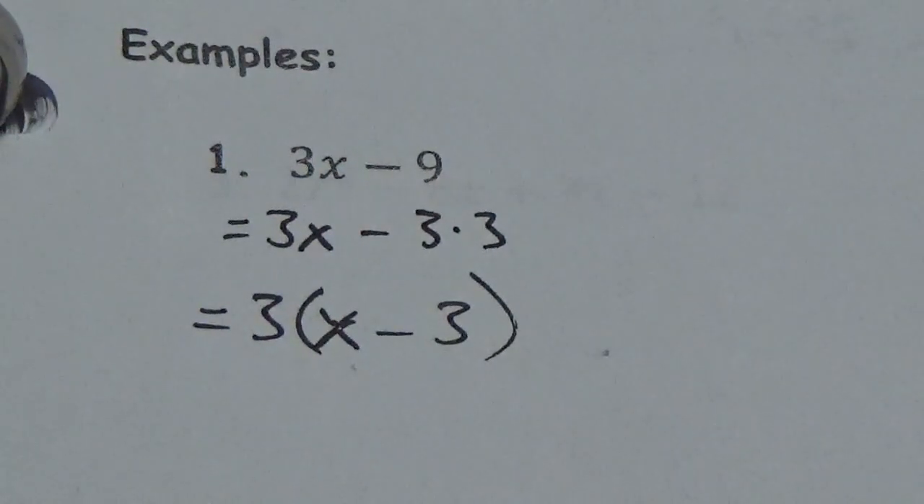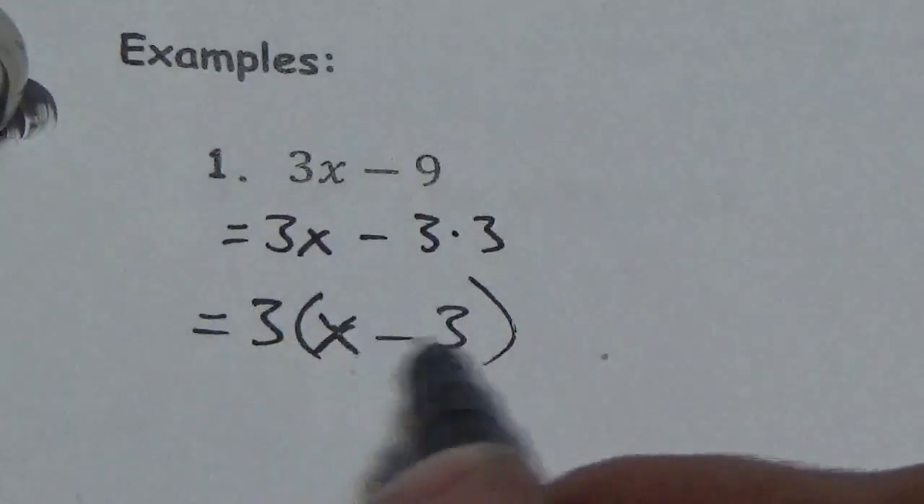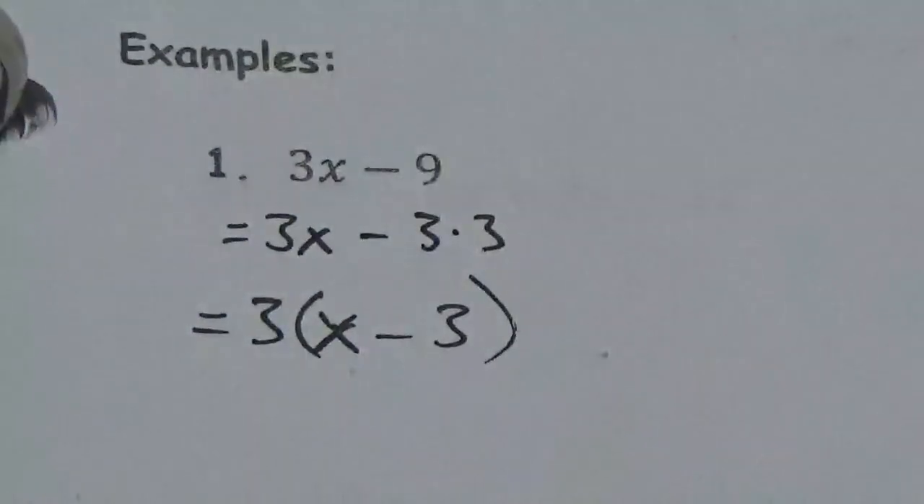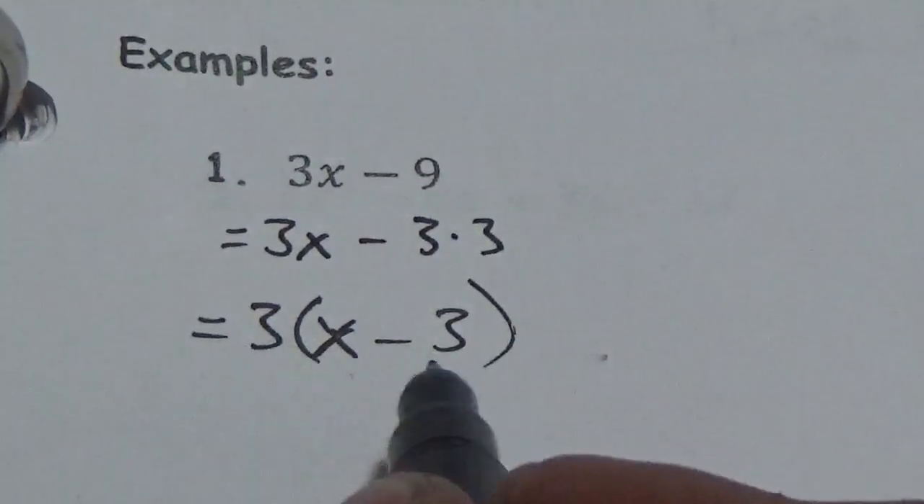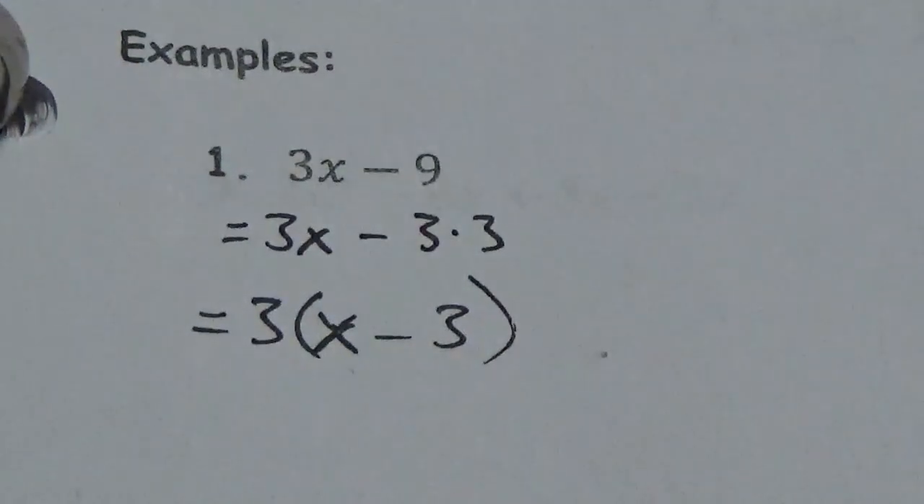So how do I know I did this correctly? If you distribute this 3 back through, it should take you right back to the original expression, and in this case, in fact, it does. So 3 multiplied by x minus 3, these are the two factors of 3x minus 9.